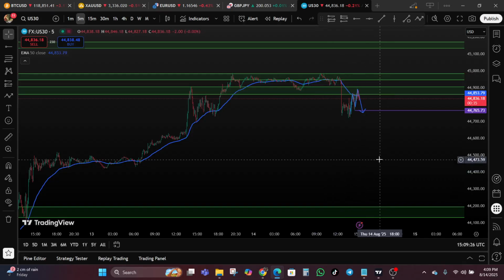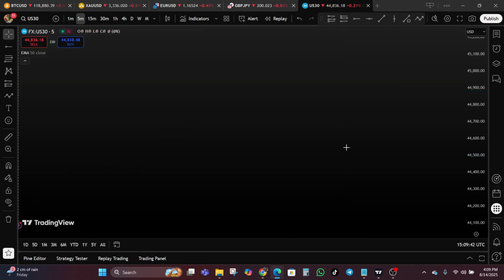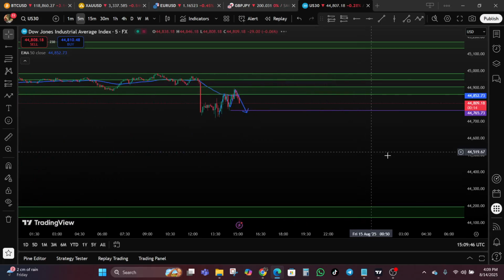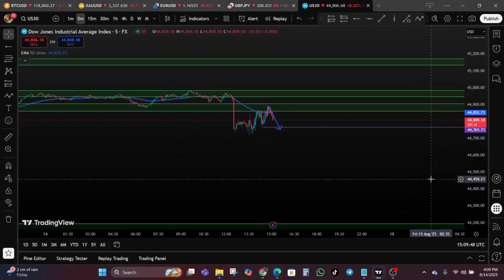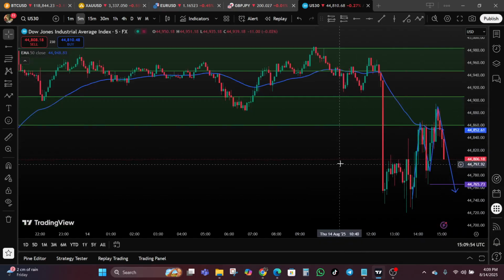By combining higher time frame bias, clean chart preparation, clear momentum signals, and disciplined risk management, you create a repeatable scalping system. This allows you to take advantage of US30's natural volatility while maintaining structure in your trading approach. So that is the complete US30 scalping strategy. Just apply these rules to your charts, refine them with practice, and you will be able to trade with speed and precision.